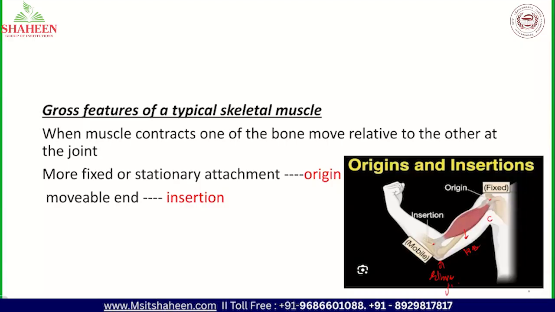So this is the origin of the muscle and this is the insertion of the muscle. Just remember that the fixed or stationary attachment is the origin and the movable end is the insertion. So when you take a muscle altogether, it has an origin point and an insertion point. It originates from a particular point, crosses one or more than one joint and is inserted to a particular point. The insertion point is always movable. The origin point is always a fixed or stationary area.